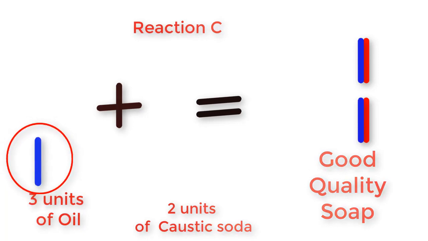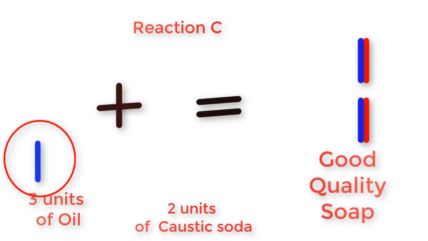Now, this 1 unit of oil, which is also referred to as the excess oil, can be called superfat. Excess oil in a soap can make the soap a good moisturizer. So the soap formed in this case C or reaction C is a good soap. However, when the oil becomes too much in the soap, the toilet soap, the bar soap, or the medicated soap may become too soft. And that is also another problem.